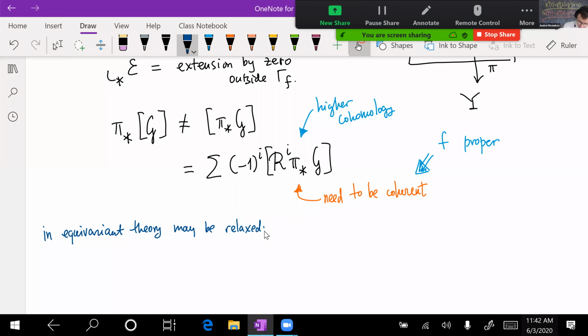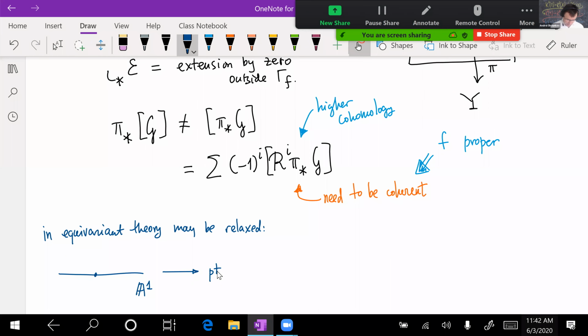Namely, in equivariant theory, you can have a graded, infinite dimensional representation which still has finite multiplicities. In other words, you can have an infinite dimensional module with finite group multiplicities. And in the simplest example, I consider the map of an affine line, A1, to a point.